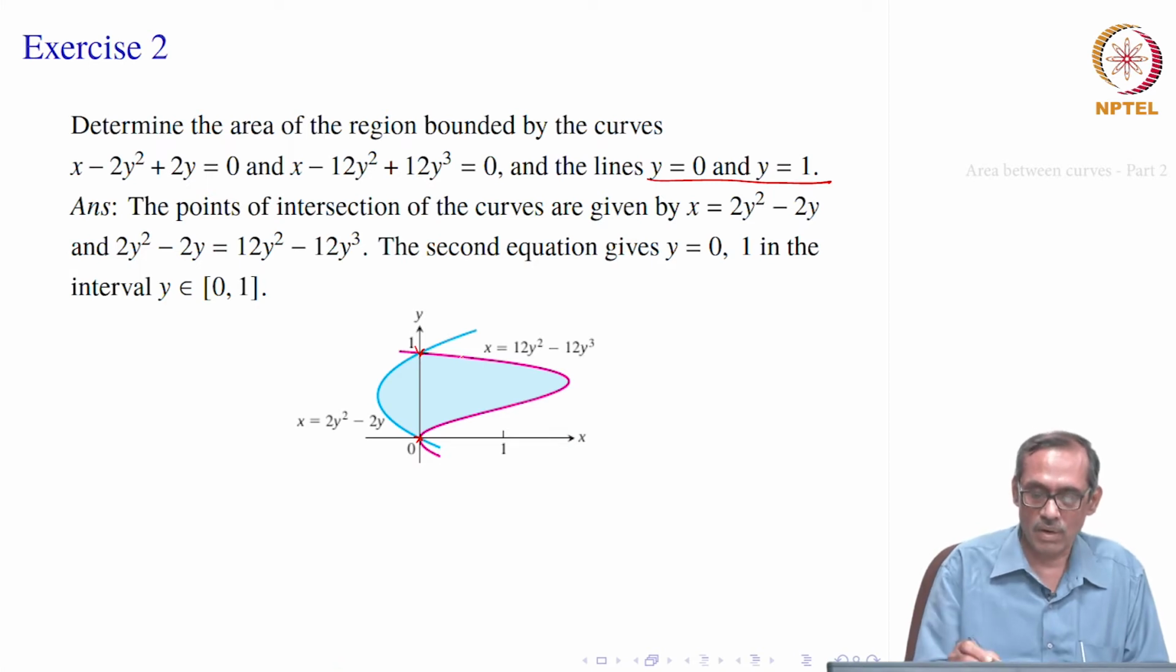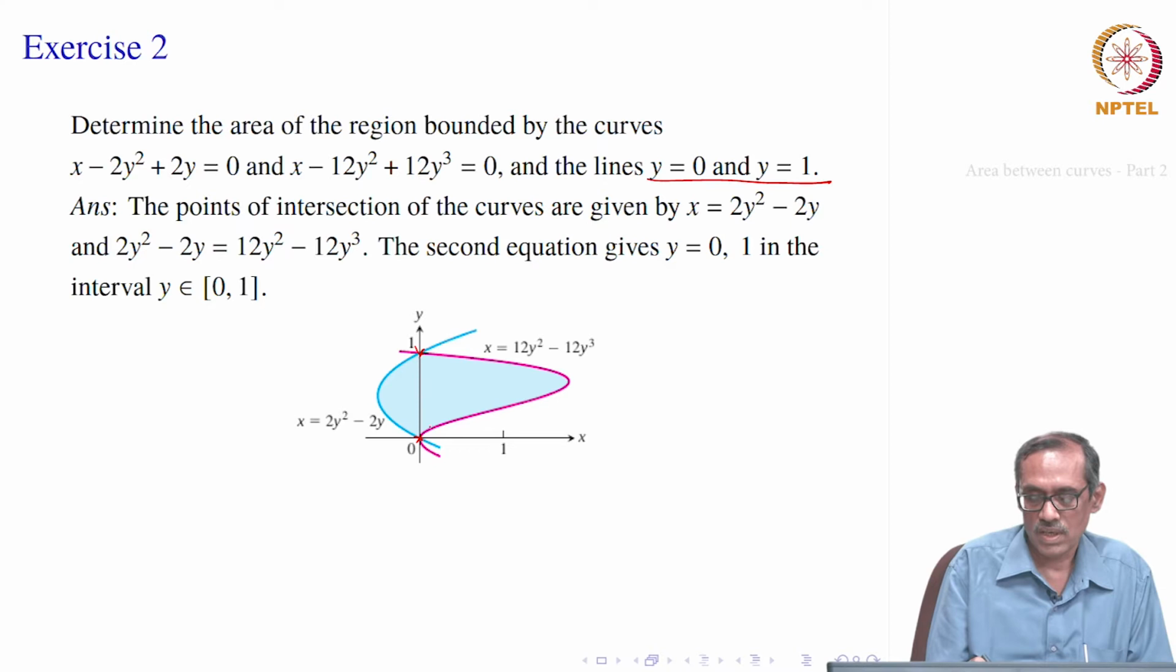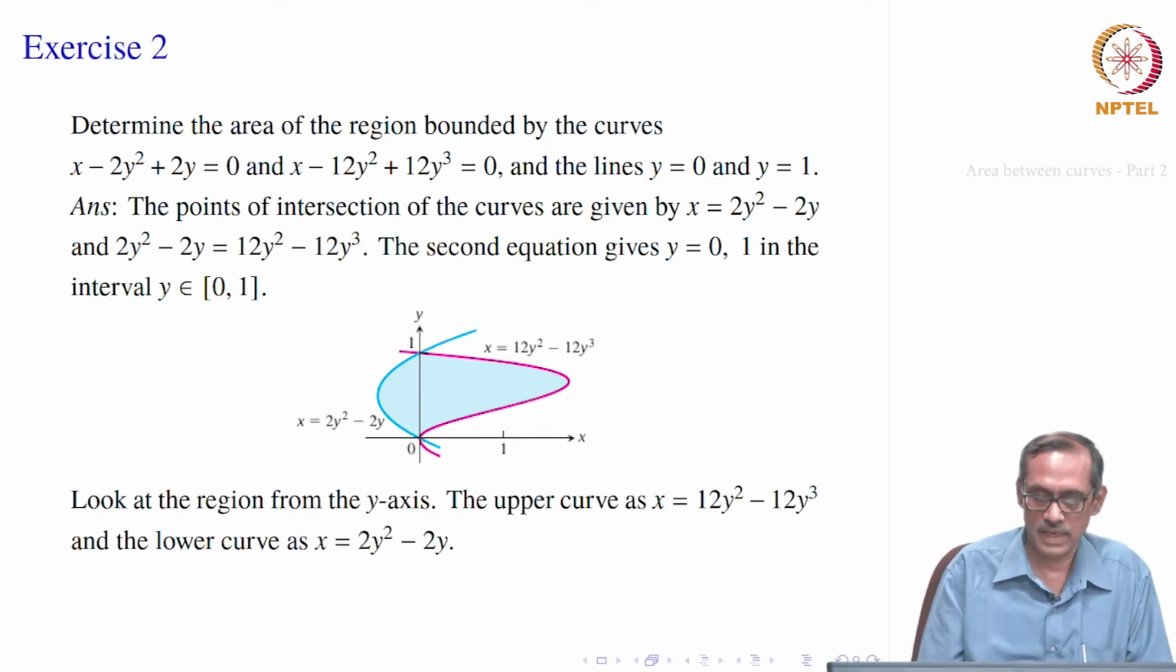Okay. So, now how to get this area? You can in fact do it in many ways. One is you can divide it into sub portions if you want to integrate through x, but here x is given as a function of y. So, it is quite natural to go the other way around. If you look from the y axis, the pink one is on the top and the blue curve is on the bottom. So, you can just write the integral from 0 to 1 of 12y squared minus 12y cubed minus the quantity 2y squared minus 2y, and that would give the area of the region, right.